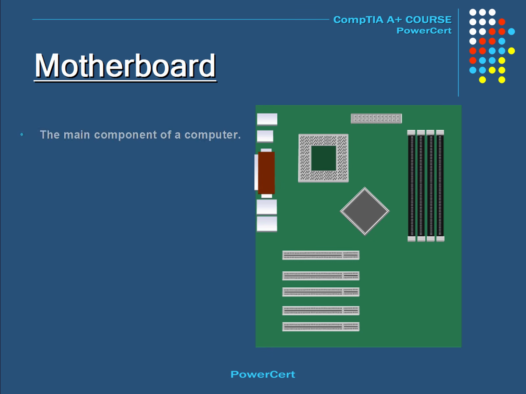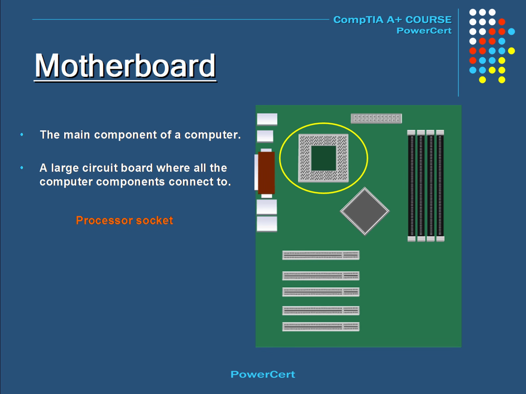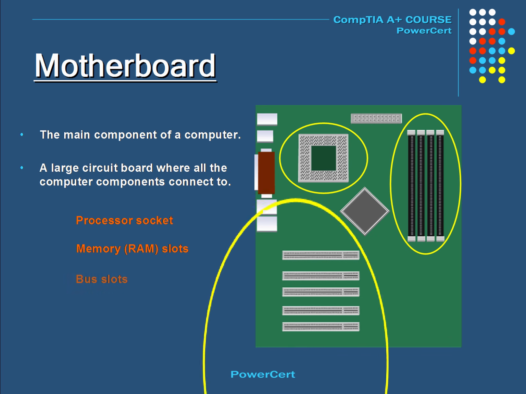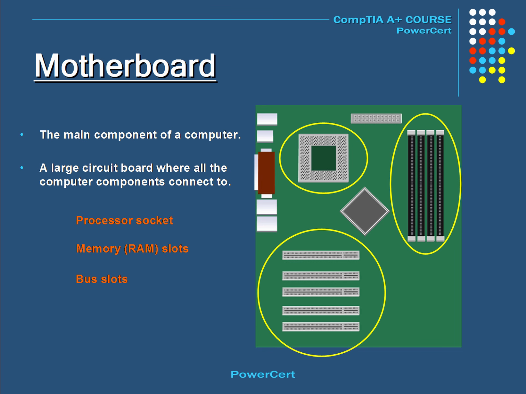The motherboard is the main component of a computer. It's basically a large circuit board where all the computer components connect to, such as the processor socket. The processor socket is where the CPU, or Central Processing Unit, is placed. There's also the memory slots, and this is where the primary memory modules, known as RAM, are inserted. And there's also the bus slots. The bus slots are used to install various components to add more capabilities to a computer, such as a video card, sound card, network card, and so on.